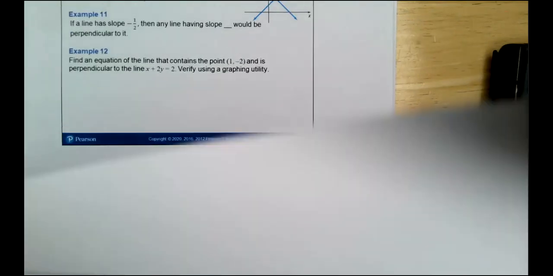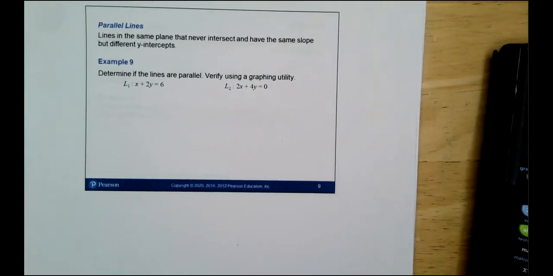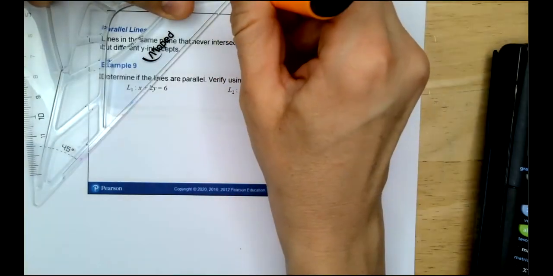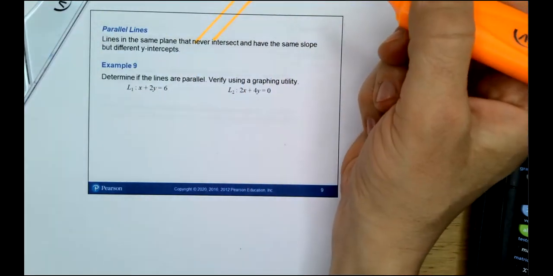Now we're just going to talk about parallel lines and perpendicular lines, okay? I know this is a lot for one day, but you got this. Lines in the same plane that never intersect and have the same slope but different y-intercepts are considered parallel. So just think of a pair of train tracks. They will never touch, right? This line is parallel to this line. They are never going to cross each other.